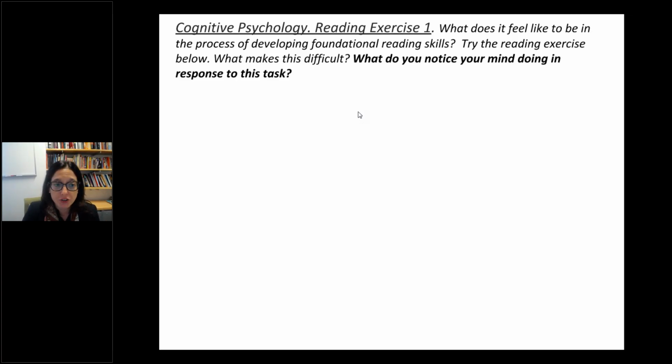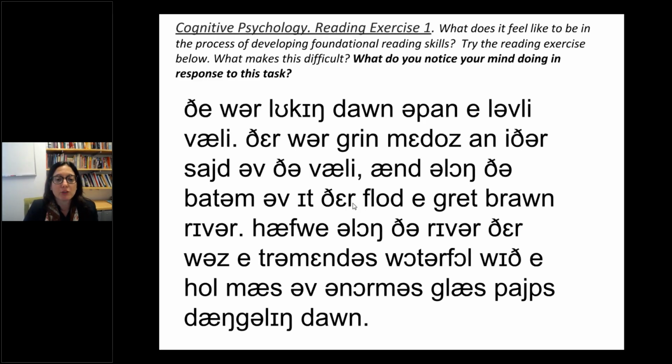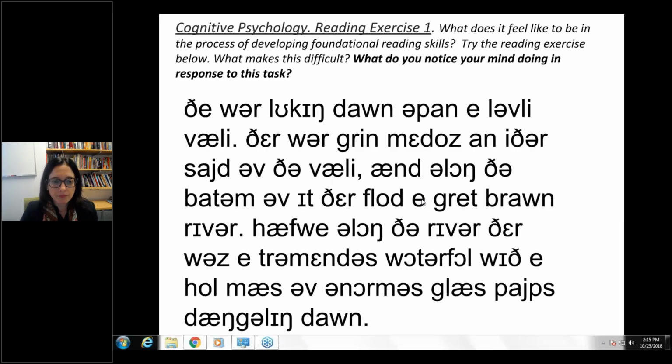So I want you to try the reading exercise below and try to decipher it, but really try to understand what is making this difficult, and what do you notice your mind doing in response to this task? So just give you a little moment to try to read this. So again, as adults, I think we've had decades of practice reading, but we can forget how hard it is to read a simple passage. And so I think doing an exercise like this can remind us what it feels like to be a young reader.